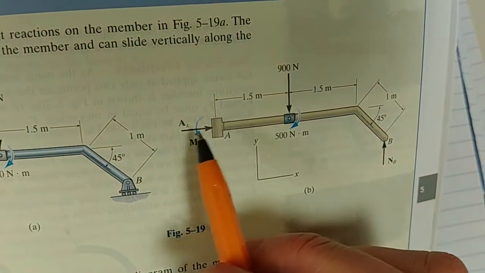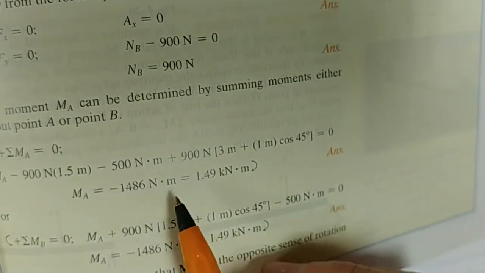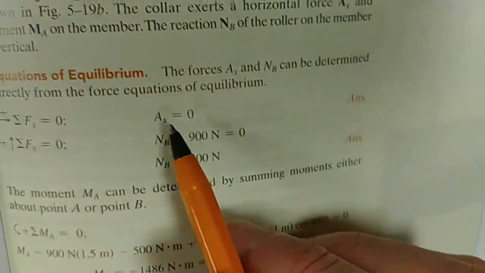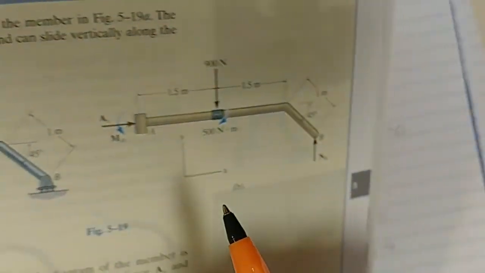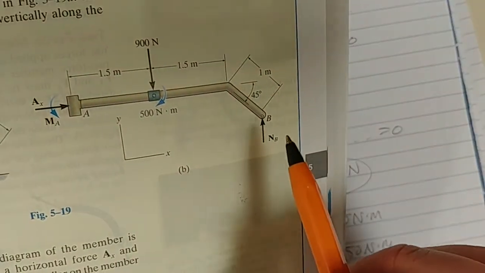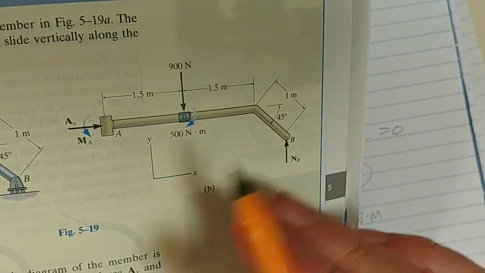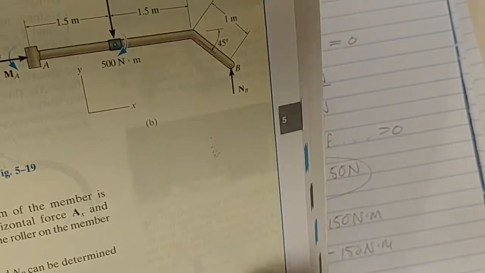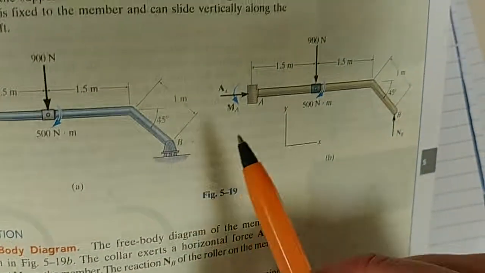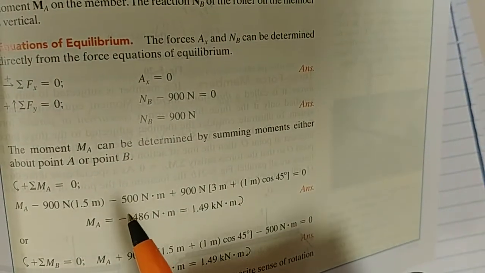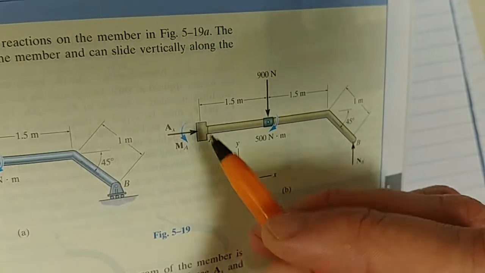Similarly, let's look at AX. AX was solved where AX is 0, because there's no force in the x direction. So forget the AX example there. It's just 0. But look at the moment example. The moment gives us a negative, which means it's going in the opposite direction.